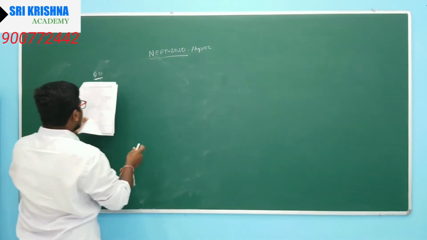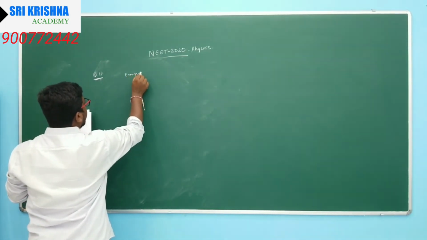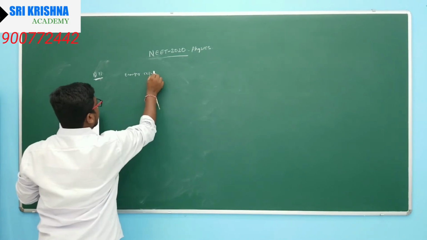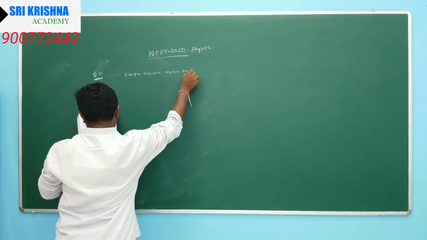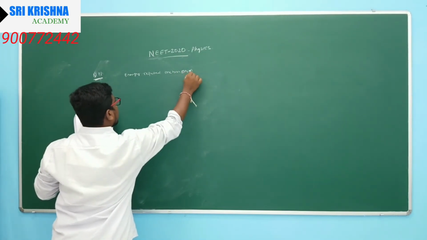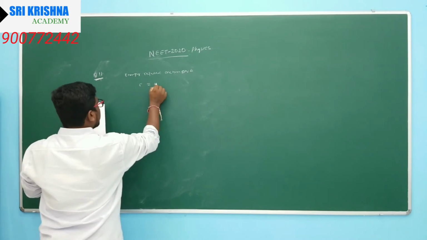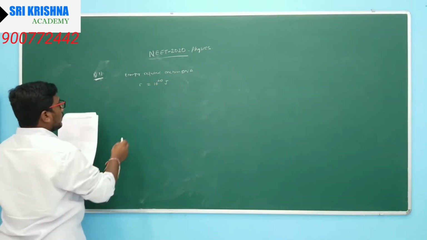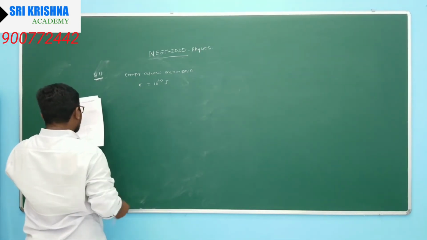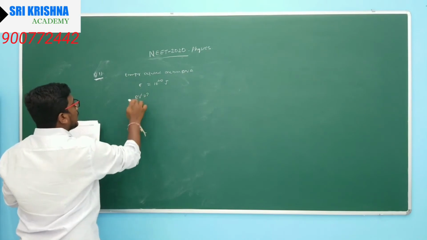So the energy required to break one bond of DNA is given as 10 power minus 20 joules. We want to express this value in electron volts. How much is this energy in electron volts?